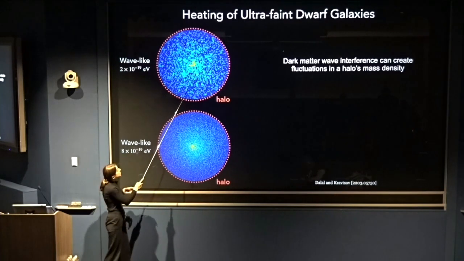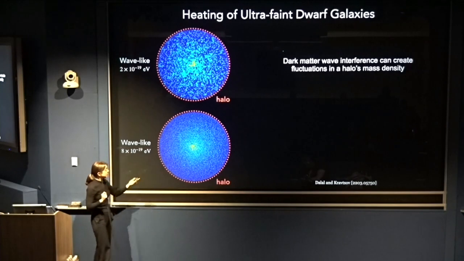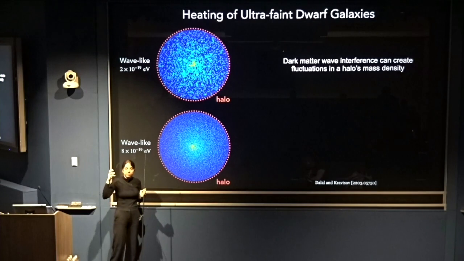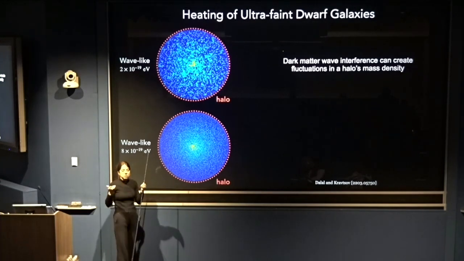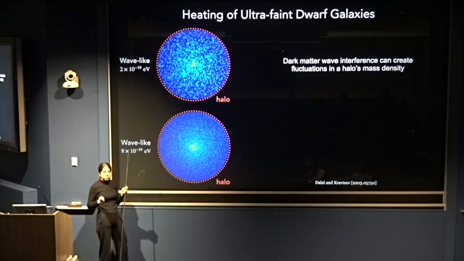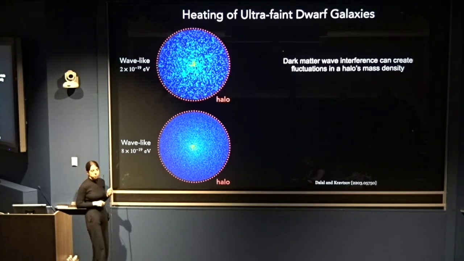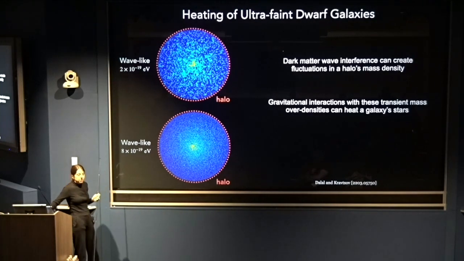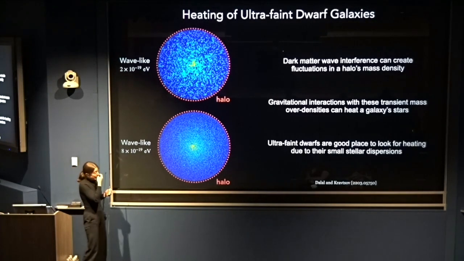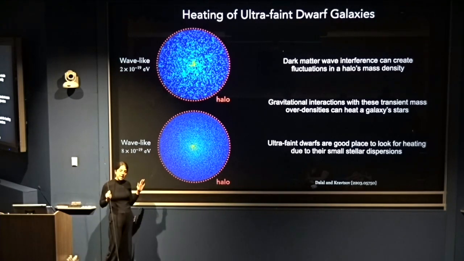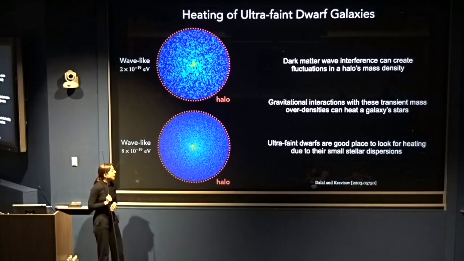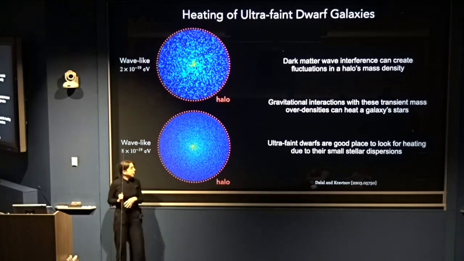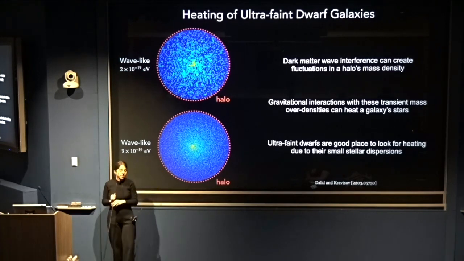The presence of these over- and underdensities has an impact on the stars present in those galaxies. Because when an overdensity forms, it can gravitationally interact with a star and kick it around and give it some extra velocity dispersion. And we can go out and observe these systems, especially the ultra-faint dwarf galaxies, which are really great places to look because they're very well behaved. They have very small velocity dispersions. And we compare with the expectations of how those systems would have been heated up if the dark matter was wave-like in nature.